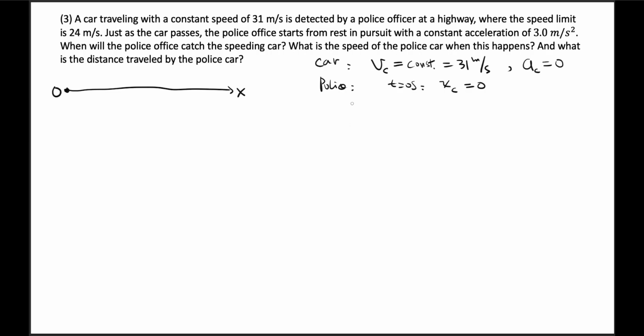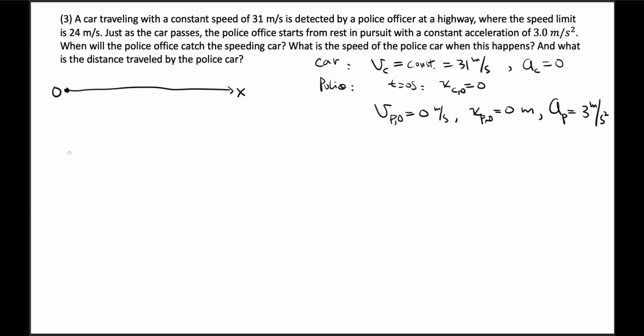Okay, so let's write down the police officer. The police officer's initial velocity, let's call this VP naught, equals 0, right? Because the police officer stopped there and then started chasing later on. And its position xp naught is also 0. This one is xc naught. But the acceleration of the police officer is 3 meters per square second. It's a constant.